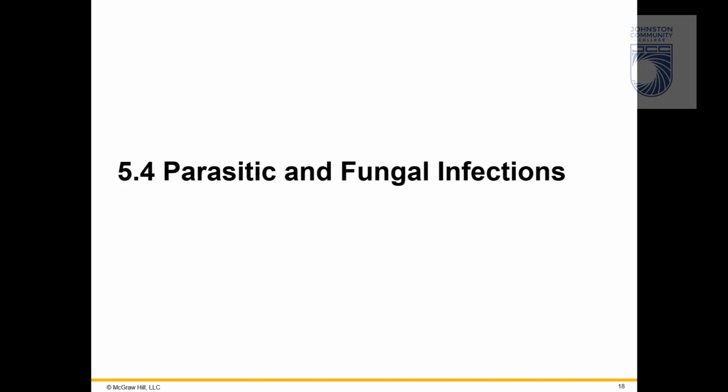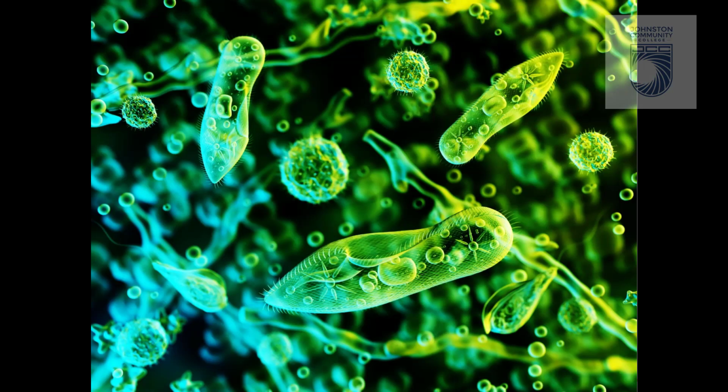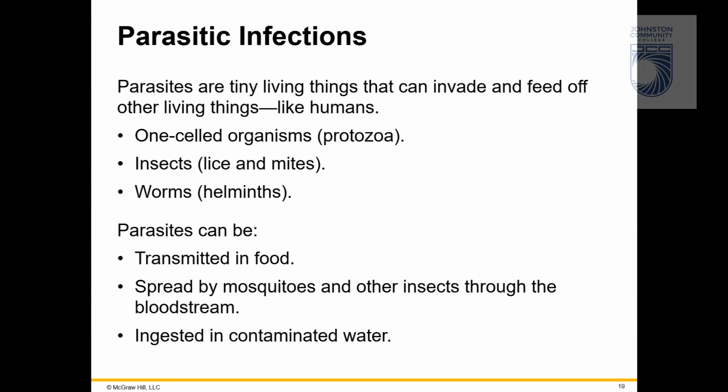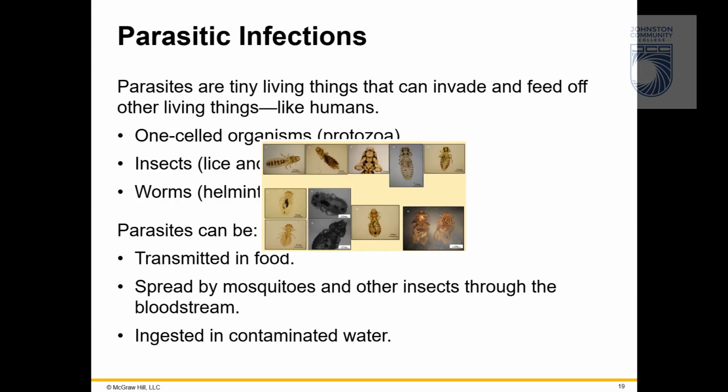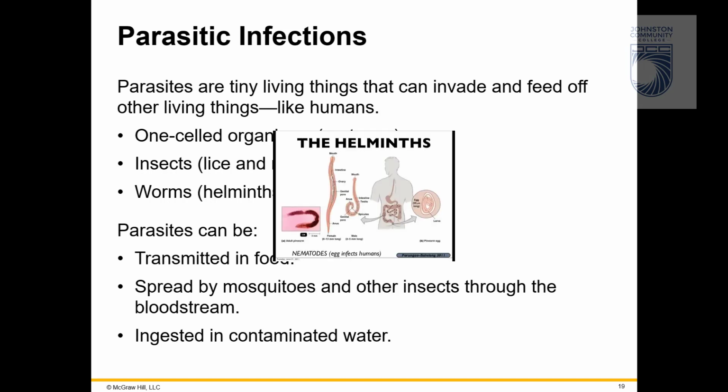Parasitic and fungal infections. Parasitic infections. Parasites are tiny living things that can invade and feed off other living things like humans. They include one-celled organisms called protozoa, insects such as lice and mites, and worms such as helminths. Parasites can be transmitted in food. They can also be spread by mosquitoes and other insects through the bloodstream or through ingested contaminated water.